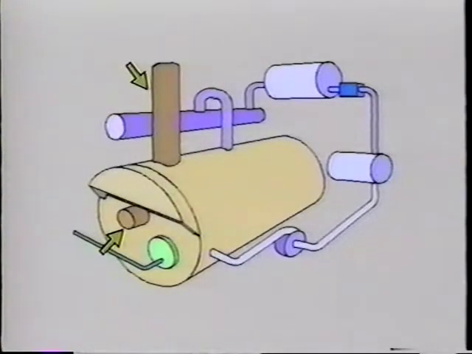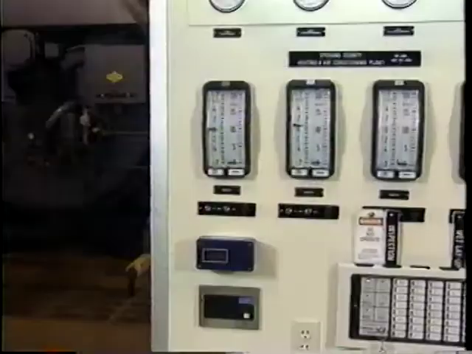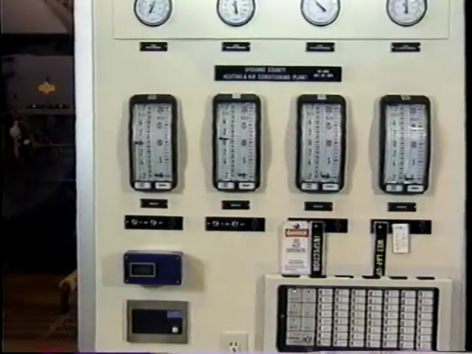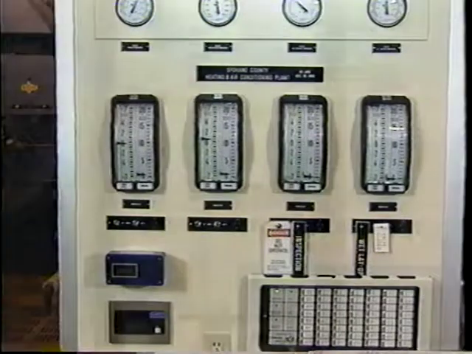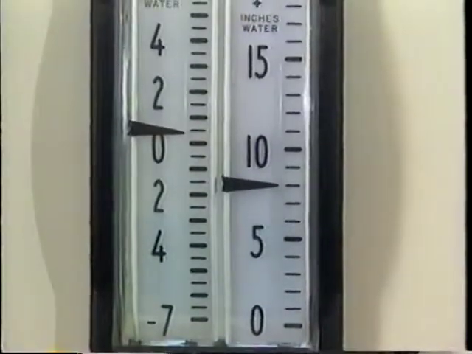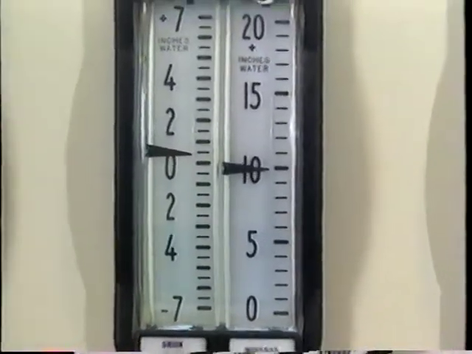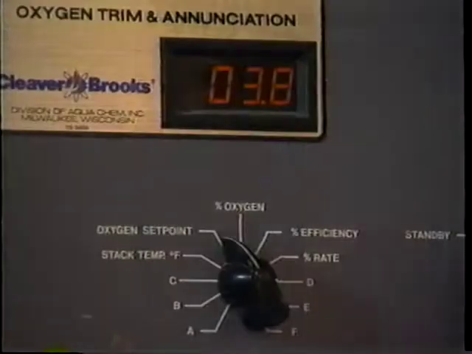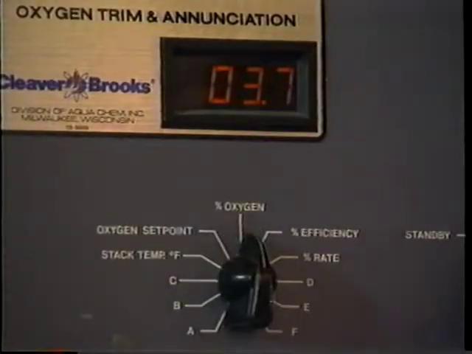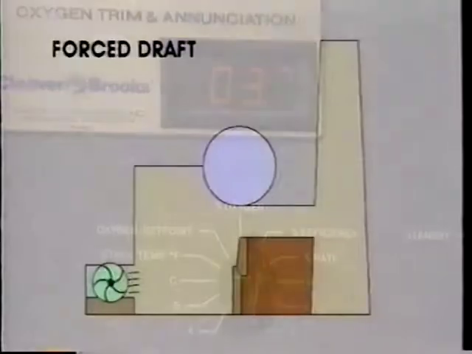The draft system regulates the flow of air to and from the burner. For fuel to burn efficiently, the proper amount of oxygen must be provided. Air must also be provided to direct the flow of air through the furnace to discharge the gases of combustion out of the furnace to the breeching.